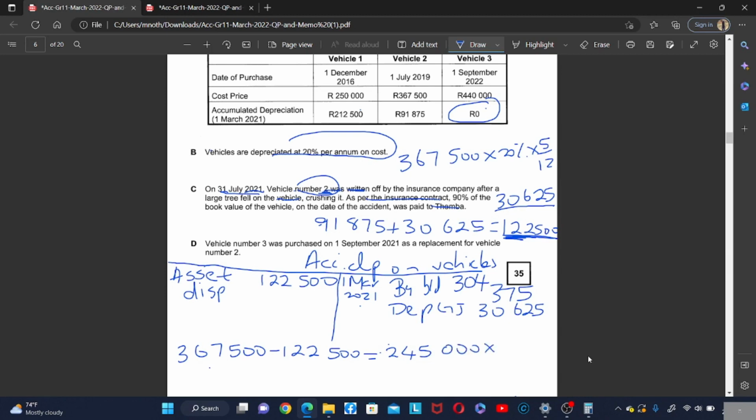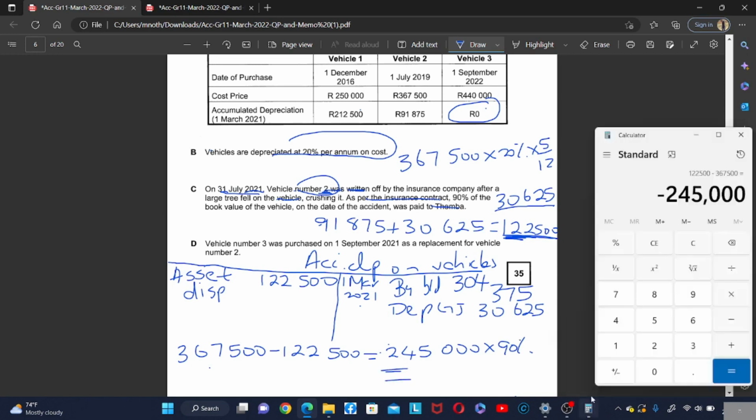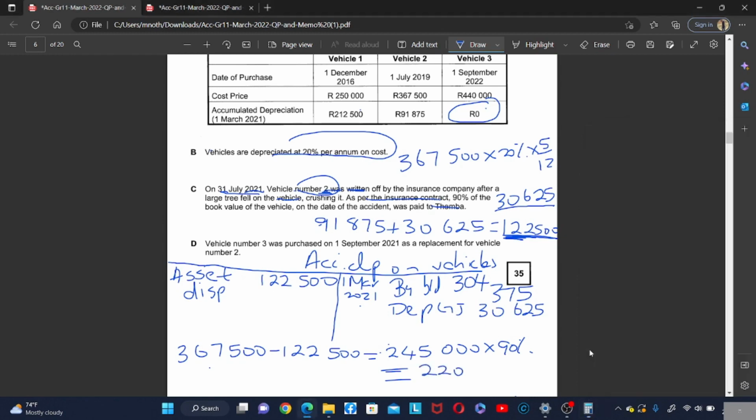So how much is that 90%? 90% of this is what? Times 90%, which is 220,500. So this means that this is the money which was paid to the business of Temba.